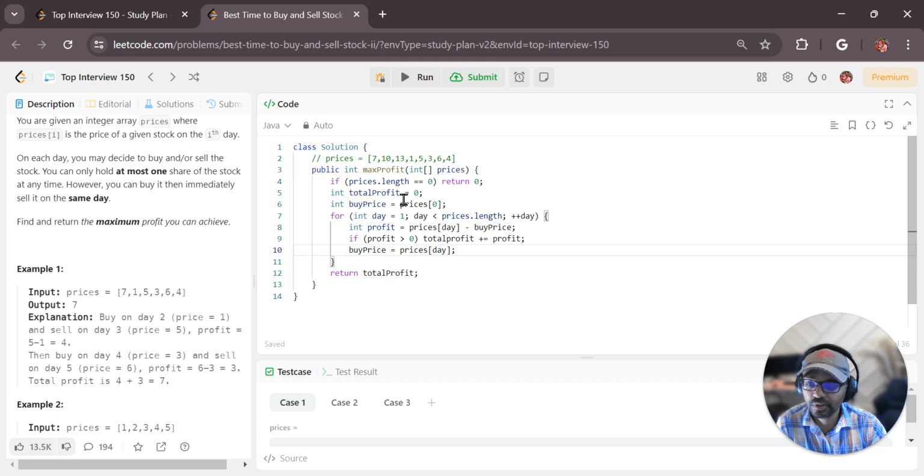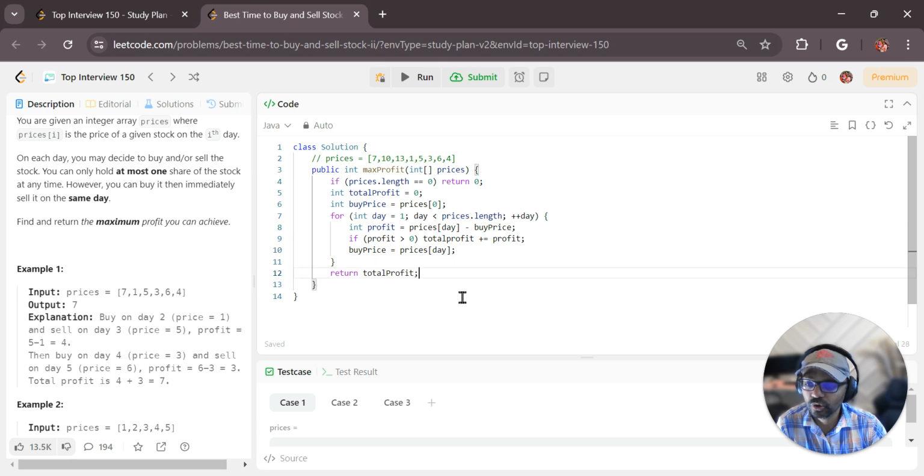We see a number which is less than 13, 1. So the profit variable will actually have minus 12 here, 1 minus 13. And so we will not add that to the profit because we are not going to do that transaction. But we do update our buy price to 1 in case we see a number bigger than that. Then we go to the next one, 5. 5 minus 1 will be 4. Total profit is now 6 plus 4, 10. And 5 is our new buy price, and so on.